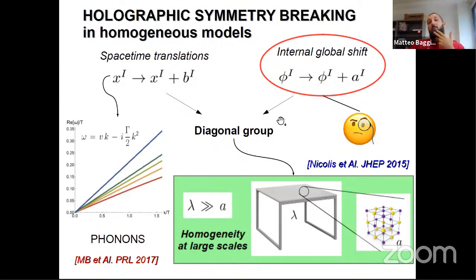And from a physical point of view, what is important, and it was already emphasized from the effective field theory point of view by Nicolis and collaborators, is that if you take a solid, imagine the table where you are sitting, and you consider this table at a length scale lambda, which is much larger than the microscopic scale. So this table or whatever solid will have a natural length scale, which is given by the lattice spacing of this solid. And imagine that you're looking at this solid at scales much larger than that. It's clear that your table looks pretty homogeneous. And in order to retain this homogeneity at large scales, that's the additional symmetry that you have to impose.